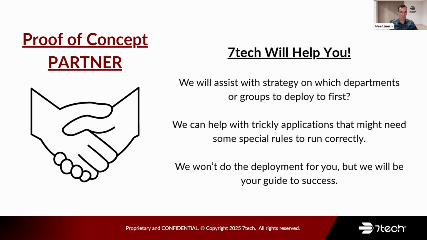Okay. So if you're going to do a proof of concept, what's important? We think having a partner is very important. ThreatLocker does this too, by the way. They help companies do this directly, do trials, do all this. We do it as part of just our standard practice. So we'll assist you with strategies on which departments or groups to deploy to and how to step that in. We can help with tricky applications that might need special rules to run correctly. We won't do the deployment for you, obviously, but we will be your guide to success if you want to do a proof of concept.